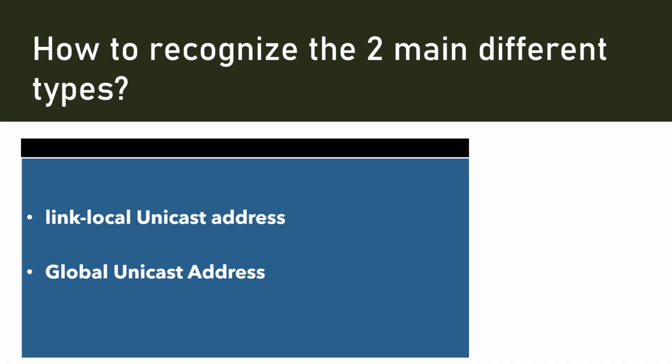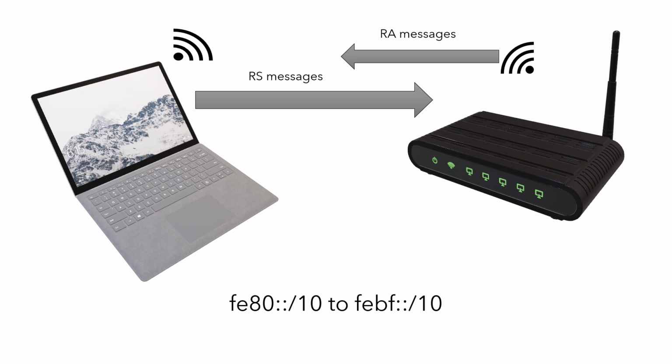The two main types of IPv6 addresses you'll encounter are link local unicast addresses and global unicast addresses. There are many more, like multicast and anycast, but for this video we'll just cover these two and how they're created. The first address we'll talk about is the link local unicast address.